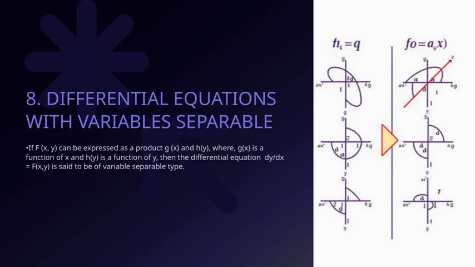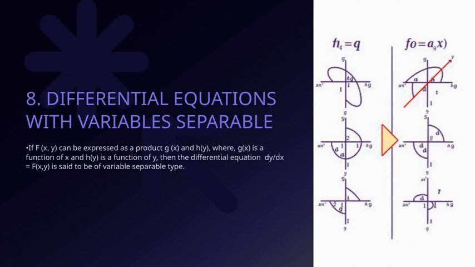Now let's talk about differential equations with variables separable. If we have a function f of x and y, and it can be written as a product of two functions, g of x and h of y, then we say that the differential equation dy/dx equals f(x, y) is of variable separable type. Essentially, this means we can split the equation into parts that depend only on x, and only on y.